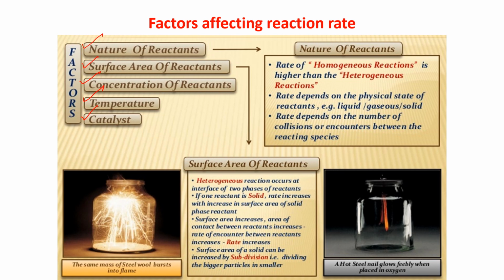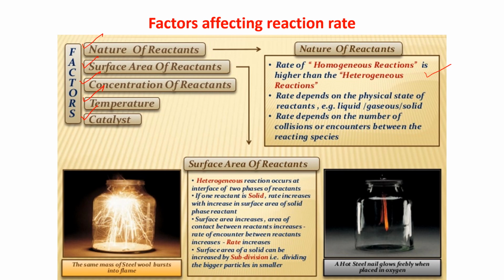The first is the nature of reactants. Rate of homogeneous reaction is higher than heterogeneous reaction. The second one is that rate depends on the physical state of reactants, whether the reactants are in solid state, liquid state, or gaseous state. And as you know, if the reactants are in solid state, the rate is a little low.